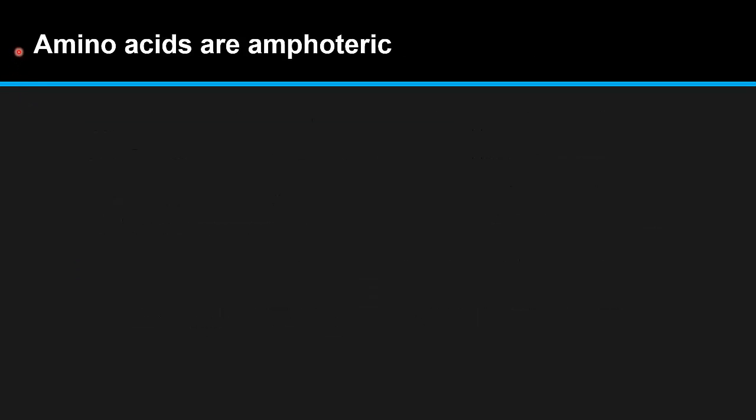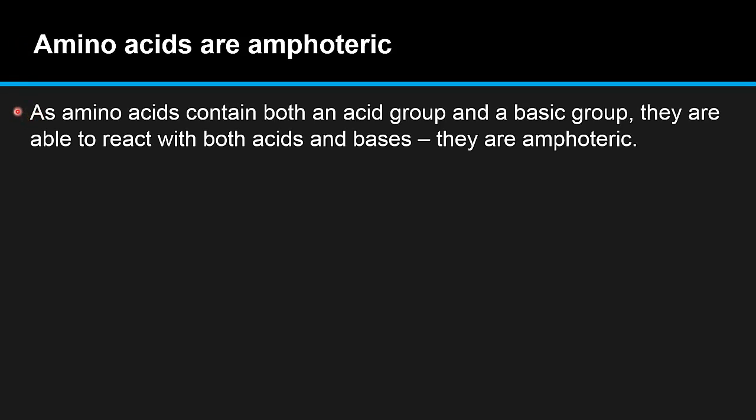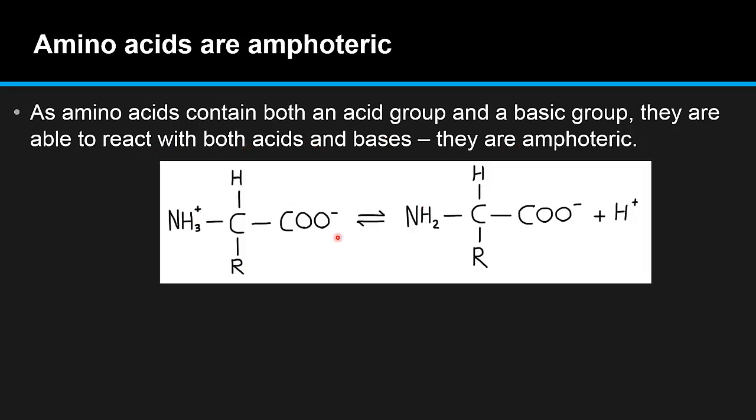Amino acids are amphoteric. As amino acids contain both an acid group, the carboxyl group, and a basic group, which is the amino group, they are able to react with both acids and bases. This equation here sees this zwitterion donating a proton, and the proton has come from this NH3 plus group, which is now NH2.